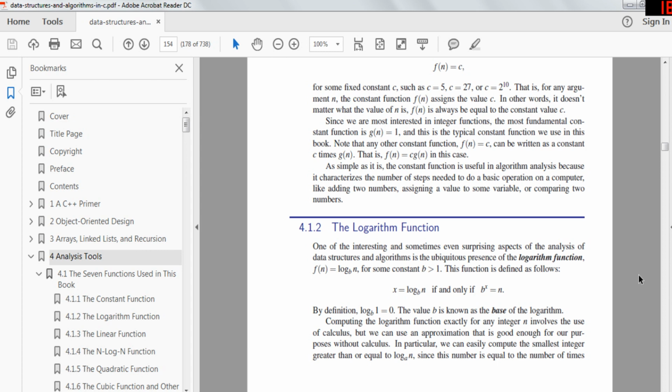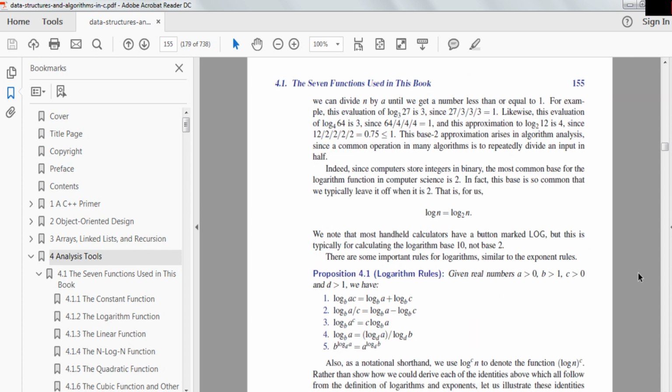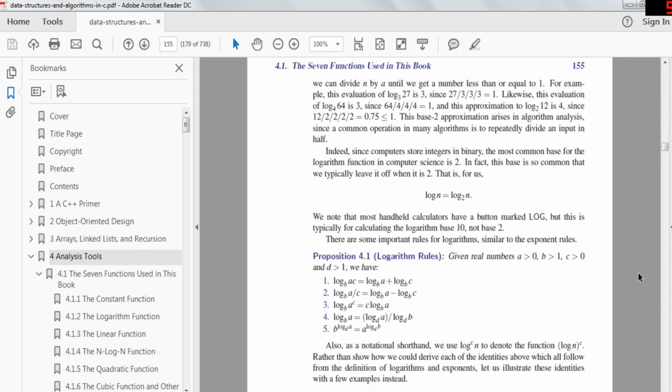Okay, now computing the logarithm function exactly for any integer n involves the use of calculus, but we use an approximation that's good enough for our purposes without calculus. In particular, we can easily compute the smallest integer greater than or equal to log base a of n. This number is equal to the number of times we can divide n by a until we get a number less than or equal to 1.